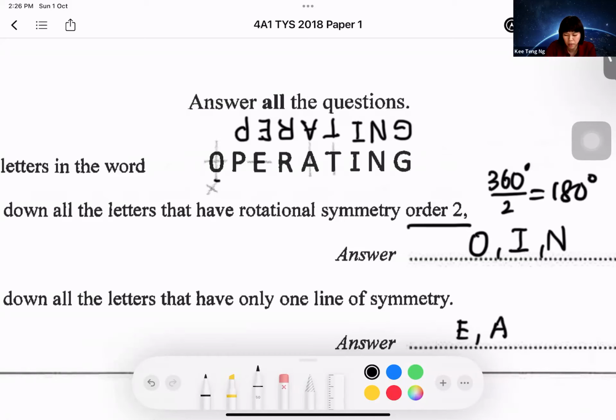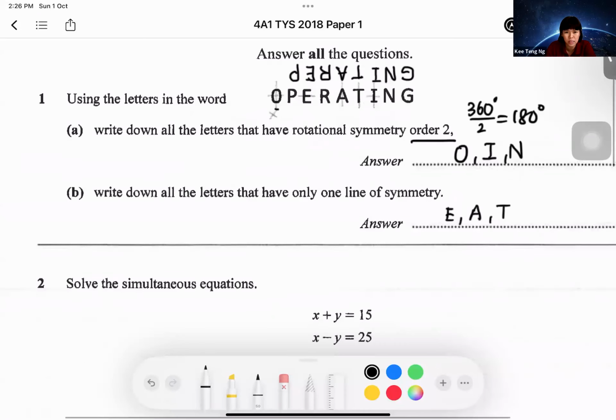T, okay, I can cut it in the middle, and the top and bottom are not the same, so T has one. I has 2 lines of symmetry, so I is not correct. N has no lines of symmetry, it's rotational symmetry only. Letter G also has no line of symmetry. So the answers are E, A, and T. Have you gotten the concept?